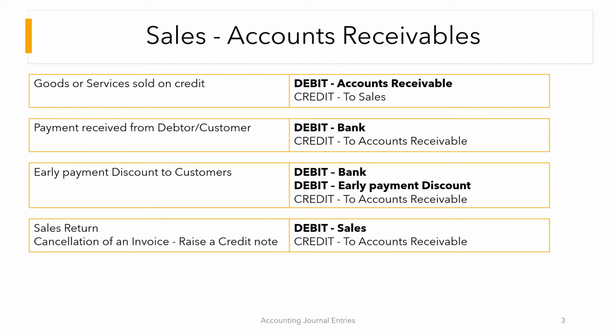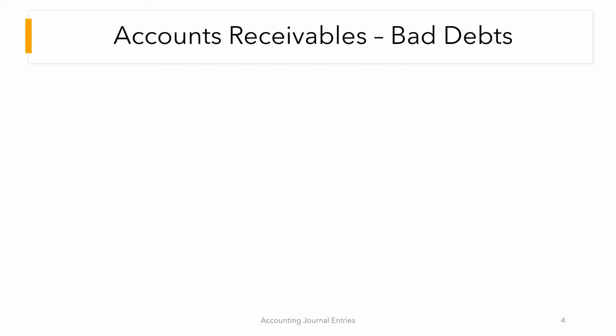For sales return or cancellation of an invoice, raising of a credit note, the entry would be to debit sales and credit to accounts receivable. So let's move on to the next set of accounting entries related to bad debts in accounts receivable process.